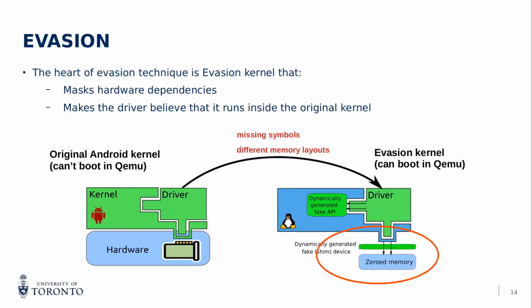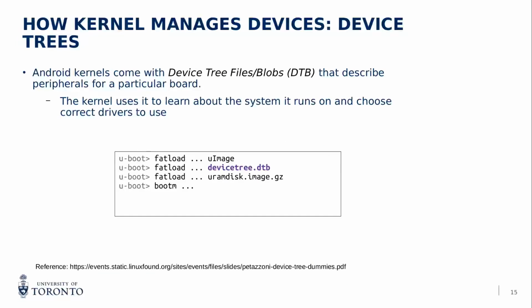I'll describe each of these dependencies in more details now, starting with missing peripherals. On a very high level, when the driver tries to speak to the peripheral, the evasion kernel simply redirects all such communication attempts to a zeroed-out memory buffer. In order to understand our approach in more detail, I need to recap how Linux kernel manages peripherals first.